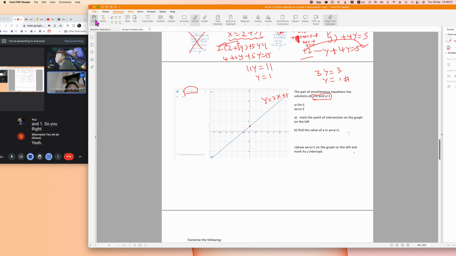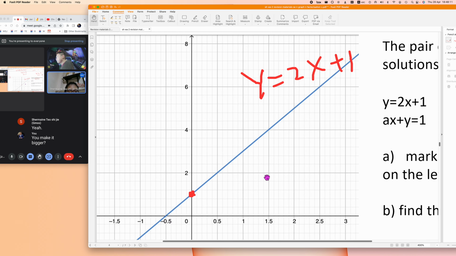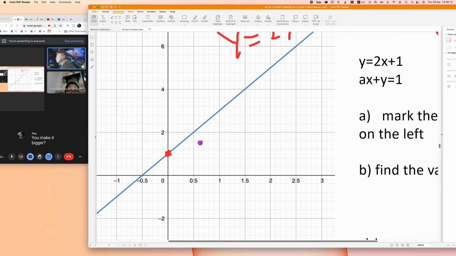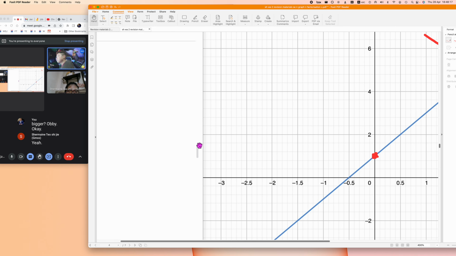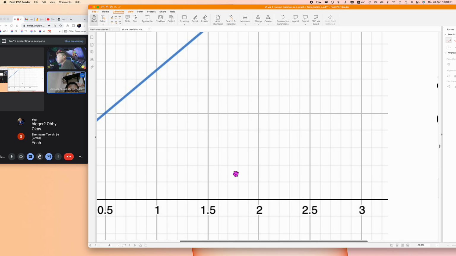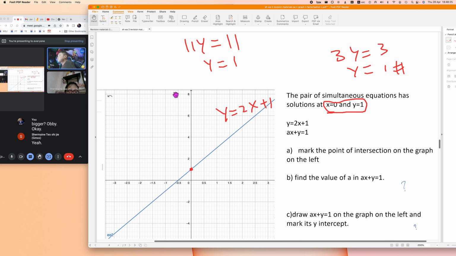Let me make it bigger. Too big. Can you see? Okay. So you need to mark this point first, 0 and 1. So this is my 0 and 1.